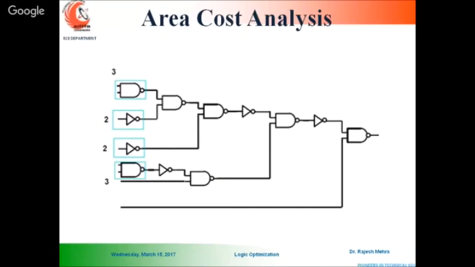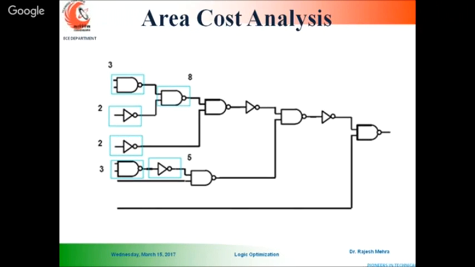Now, your first gates, we are starting from the left side and we have to move towards the right. On the left we have one NAND gate, 2 inverters and another NAND gate. The cost of a NAND gate is 3, inverter 2. Just write down the cost of each and every gate. Then move to the next one.